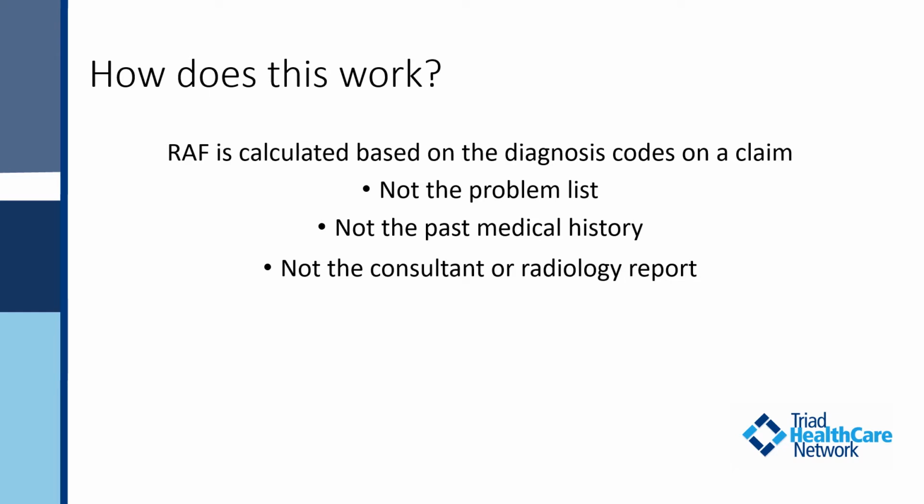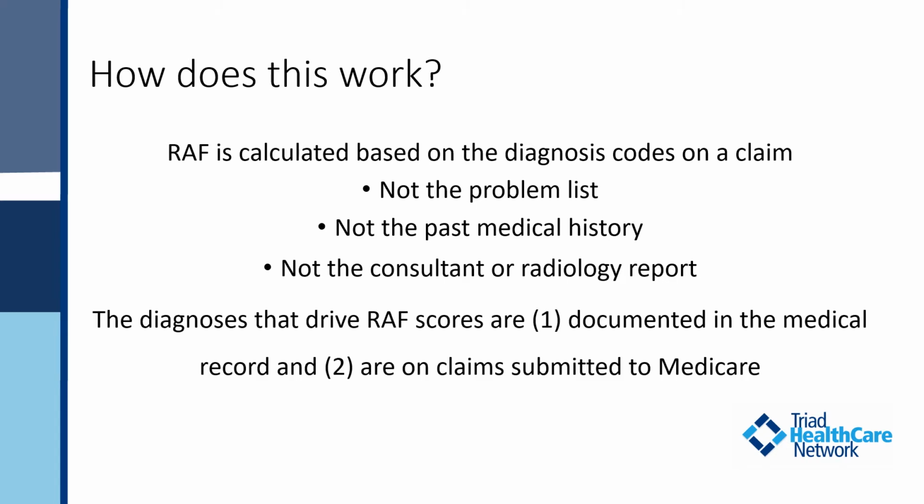How does all this work then? Well, RAF is calculated based on the diagnosis codes that are submitted on a claim. Now this is really, really important. It is not calculated based on the diagnoses that are in the problem list in your medical record. It is not based on the medical problems listed in the past medical history or the past surgical history in your medical record, nor is it from the consultant or radiology reports that might exist in your medical record.